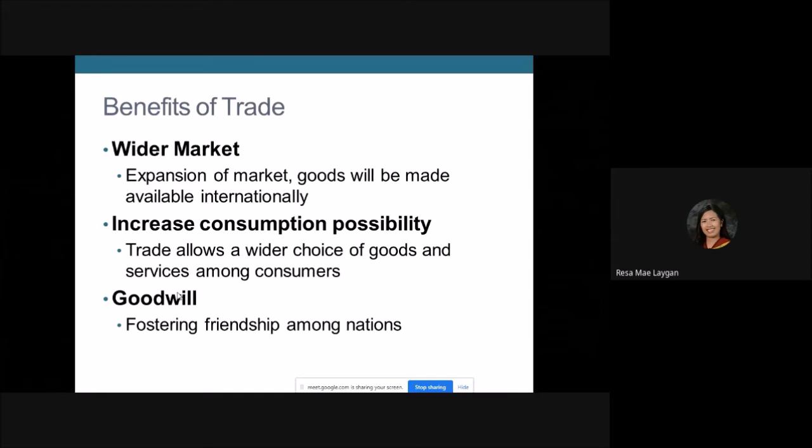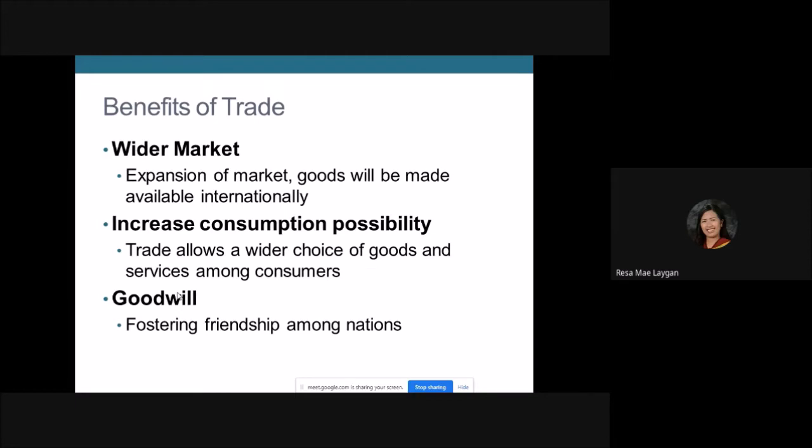And another, wider market, so expansion of market. Goods will be made available internationally. So this will be known and introduced worldwide, which increases the demand for the good exported by a country. So instead na domestic lang yung target market mo, why not expand your market to other countries? Kapag mas marami kang demand, or marami ang gusto mag-avail ng goods mo, mas malaki yung kikitain mo. Diba? The wider the market, the wider the chance, or the wider probability of getting higher profit, diba?